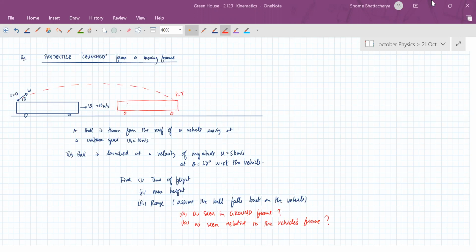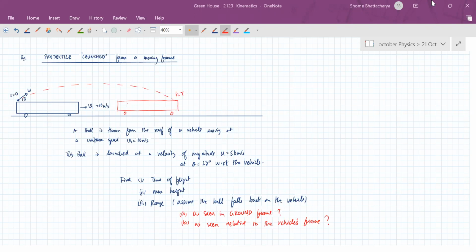The third question is written that we have to assume that the ball falls back on the vehicle. That is what it means now. Okay, so it does not fall on the ground. Okay, it falls back on the vehicle's roof only. That's what the question means. Understood now? Yes, sir. Okay.